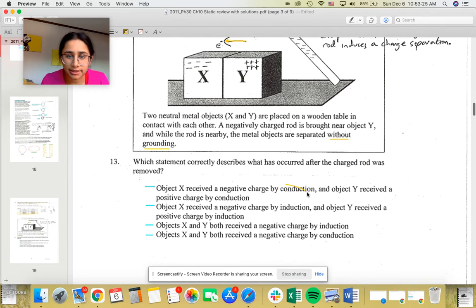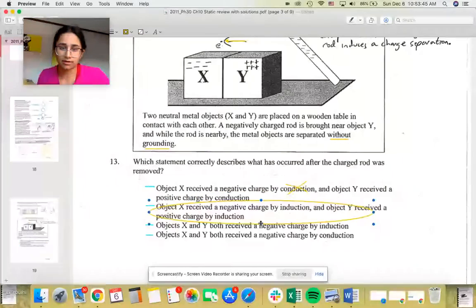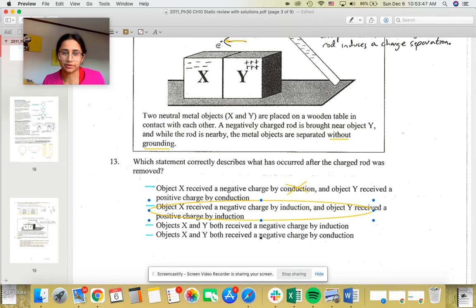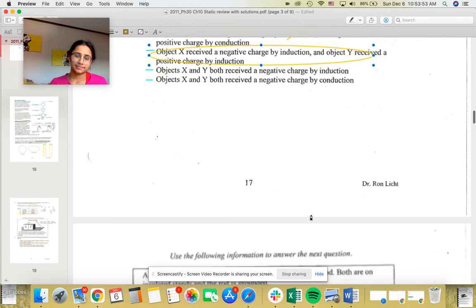okay, so not conduction. It is induction because they're being induced. We're not actually touching it. So object X receives a negative charge by induction. Object Y receives a positive charge by induction. So correct, I would say this one right here is good. Anytime you see conduction, it is going to be wrong. So you can cross out this, and you can cross out this too because they're going to have opposite charges. So the answer is the second one.